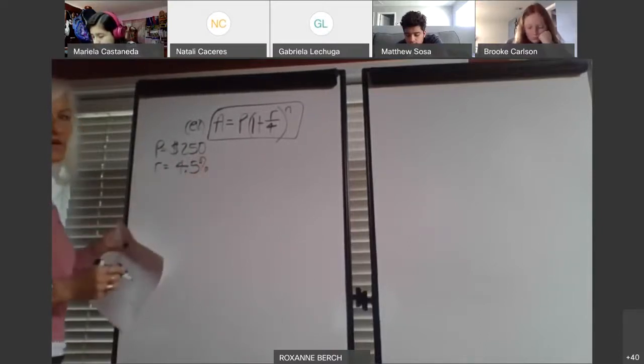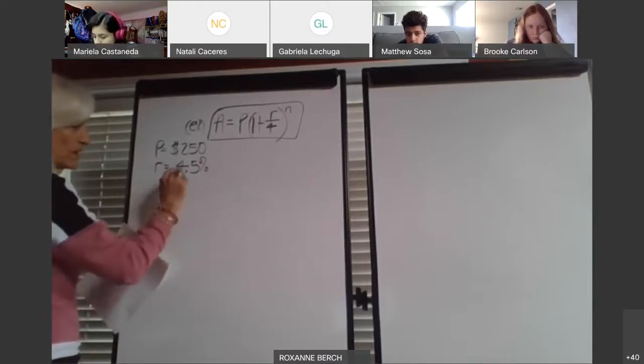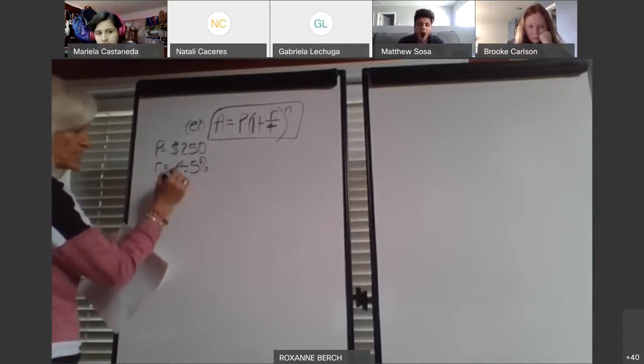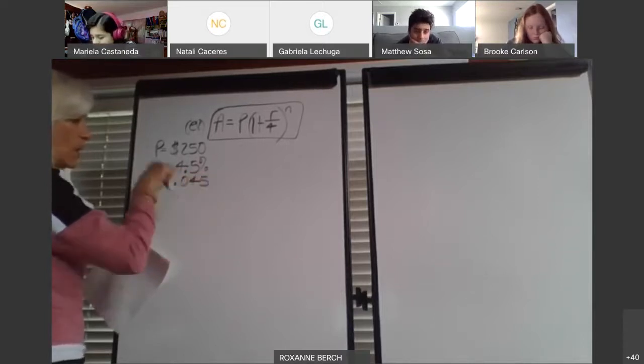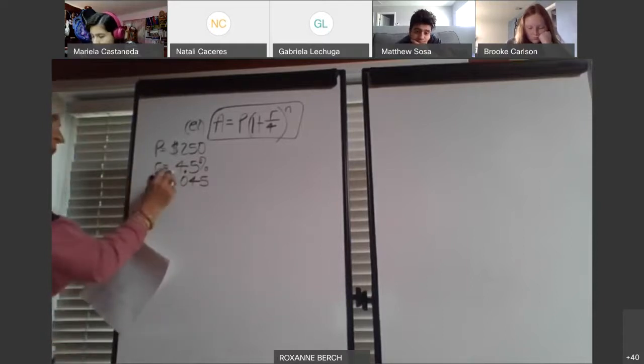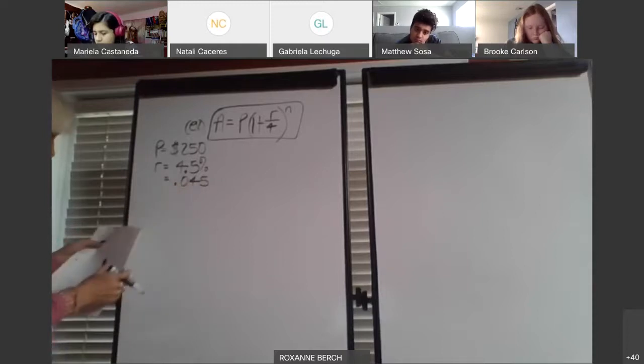4.5%, but we need to convert that to a decimal, which is not 0.45. You have to move it. Division by 100 means move the decimal twice, so it's 0.045. So don't mess that up. It's not 0.4. Percent means division by 100. You have to move it twice.